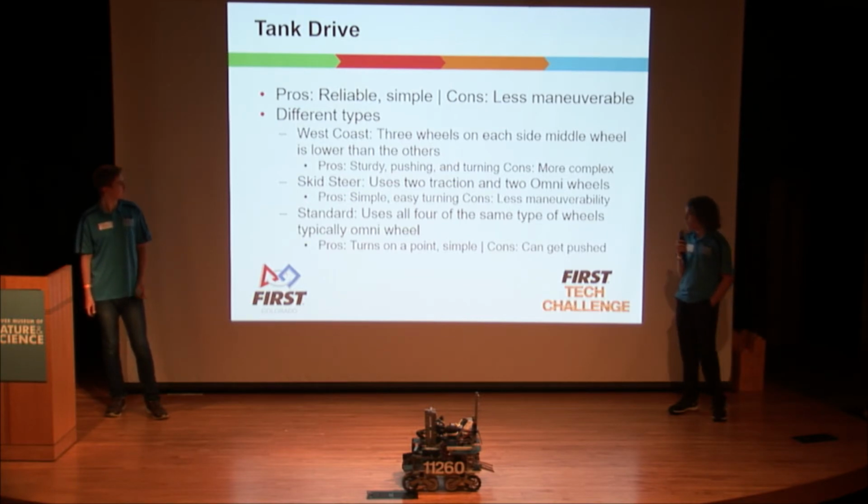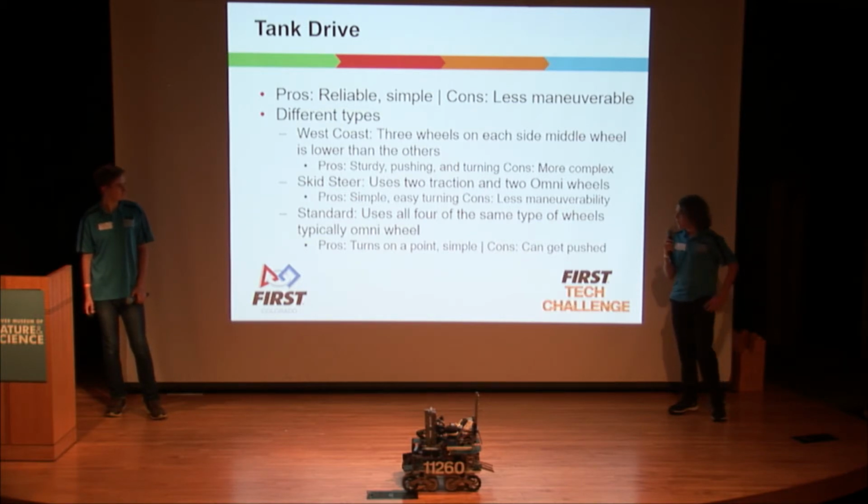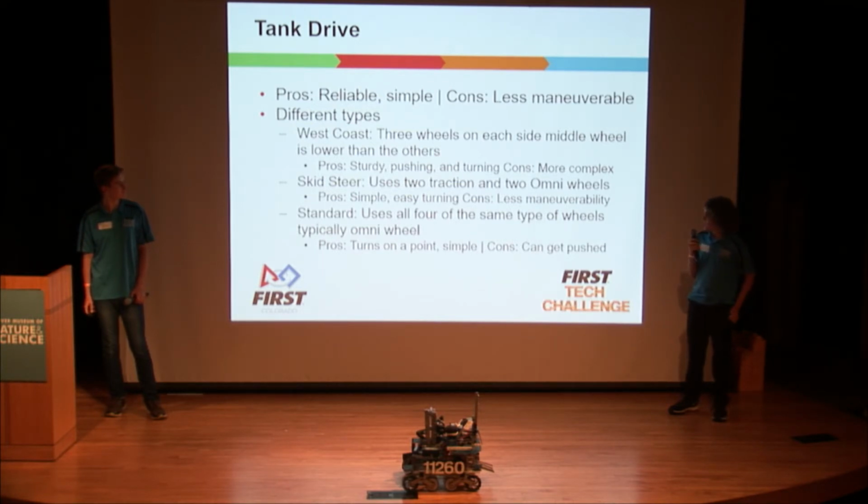The most complex is the West Coast. This has 3 wheels on each side of your robot, with the one in the center at a lower point than the other 2, which acts like your robot is tipping. And so this allows your robot to turn while also maintaining good pushing power. But it is, again, more complex than other tank drive forms.